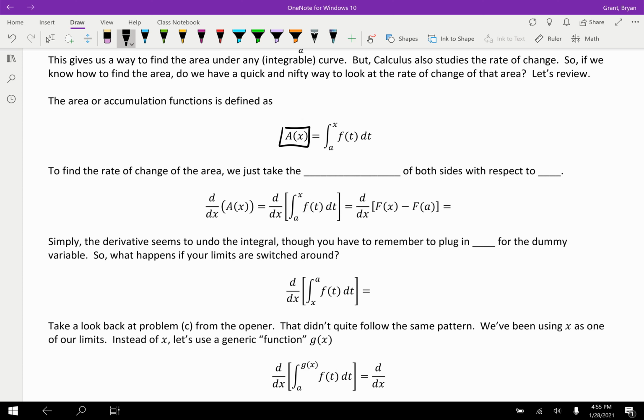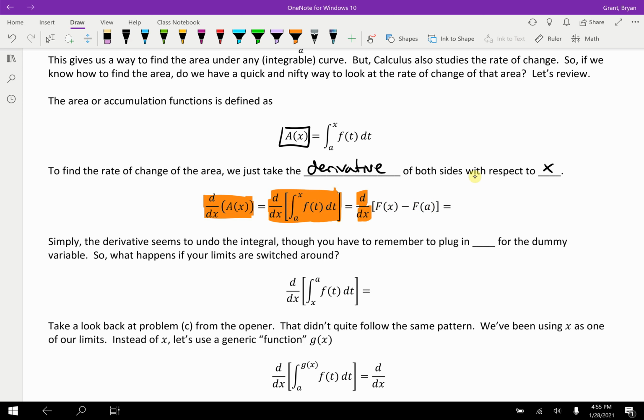Well, we do that the same way we find any rate of change. We just take the derivative of both sides with respect to the input. And what is the input here? The input is x. And so we go through and we say, okay, let's take the derivative of the area function. Whatever we do to one side, we better do that to the other side as well, right? But then we also know that the derivative of this, and this is just like the opener for today, really means the derivative of this. It's just the fundamental theorem of calculus, isn't it, that we learned last class?